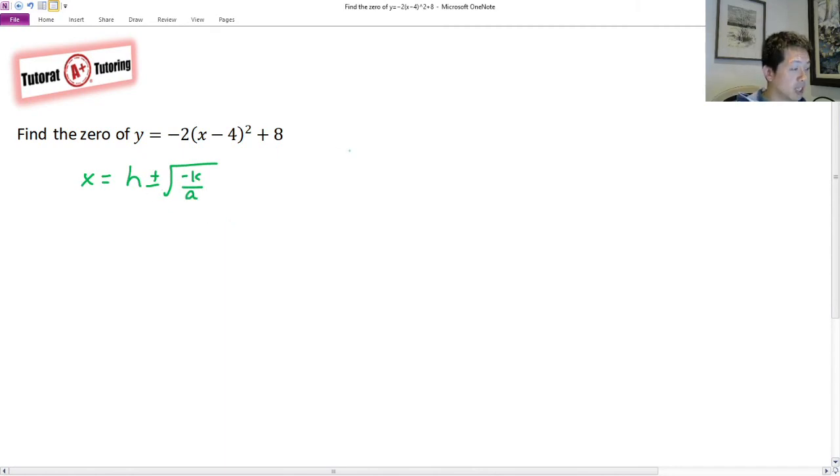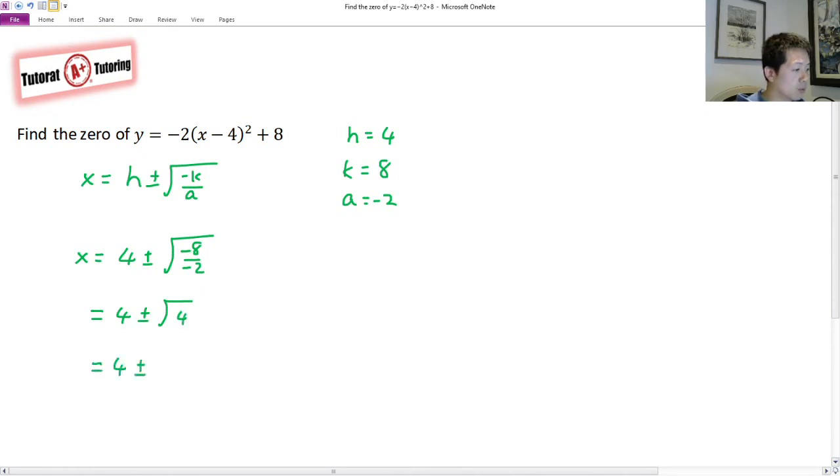Then what is h, k, and a in this case? h is basically 4, k is 8, and then a is minus 2. All right, so if I plug this in, what do I get? I actually get two answers, right? Because I have a plus or minus. h is 4 plus or minus square root of minus 8 over minus 2. This is going to be 4 plus or minus square root of 4, which is 2. So this is going to be 4 plus or minus 2.